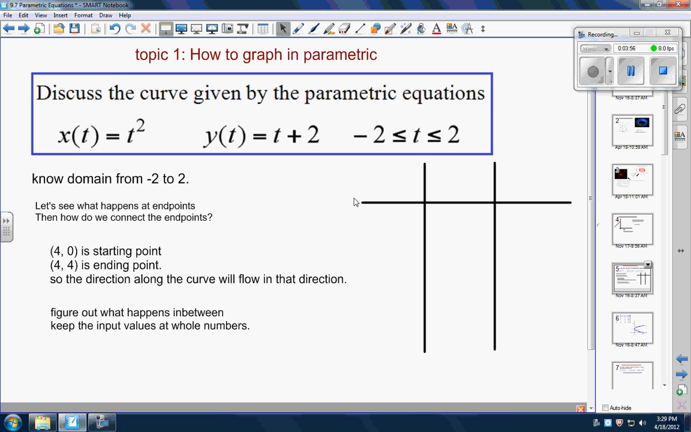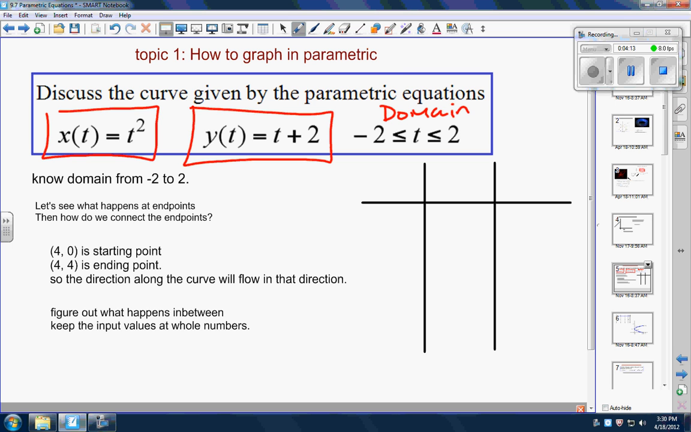So discuss the curve given by parametric equations. What you're going to see, they're going to give you an x for one parametric equation. They're going to give you a y for a second one, so we know it's 2D. We're not going to be graphing goofy things. And this guy here will give you your domain. So we're looking at t's from -2 to 2. So here's how we kind of do this. See what happens at the endpoint, and then you try and figure out how you connect the endpoint, and then you fill in everything in the middle.